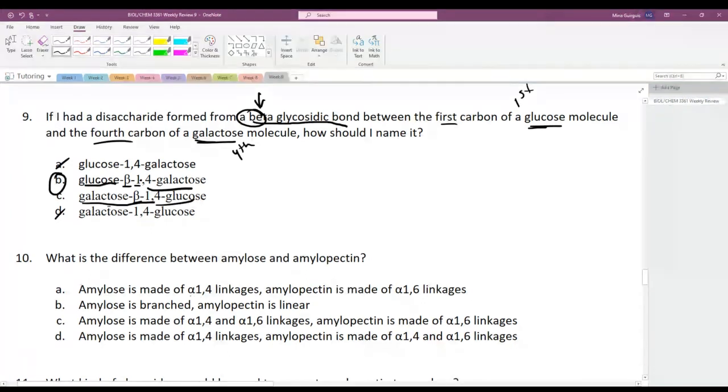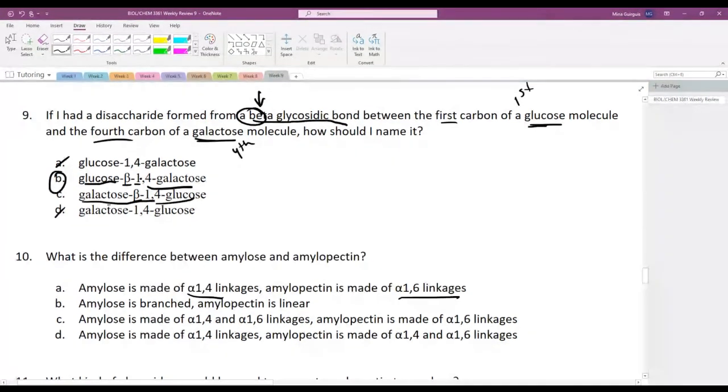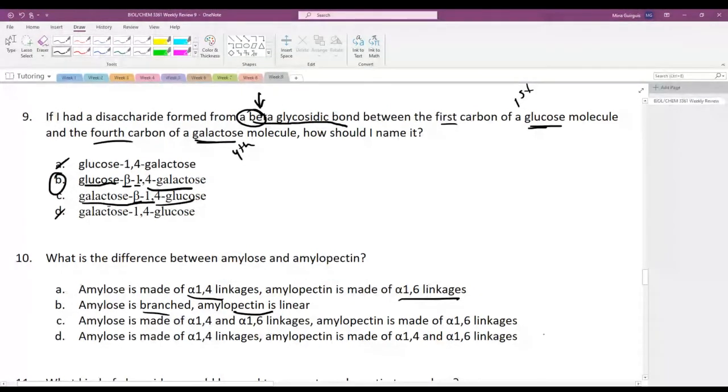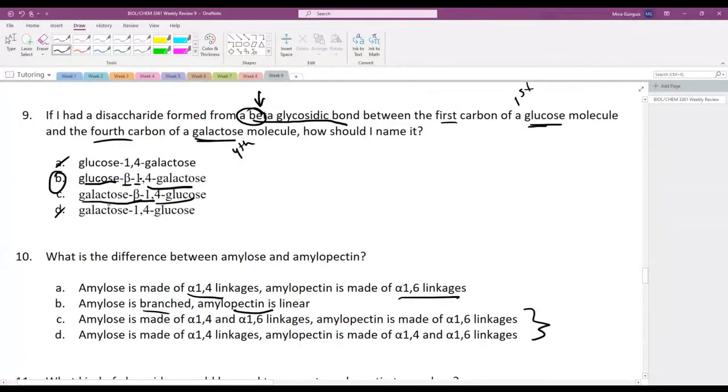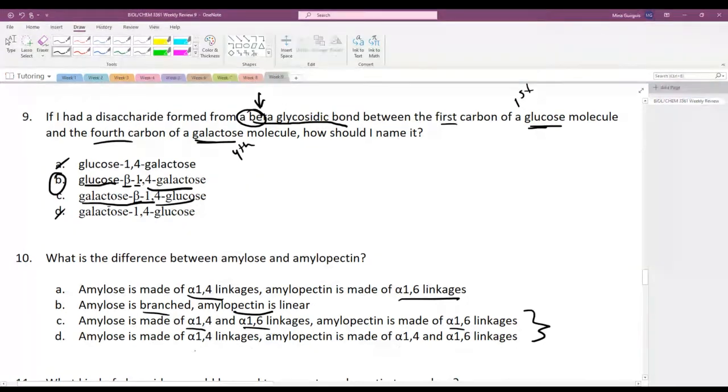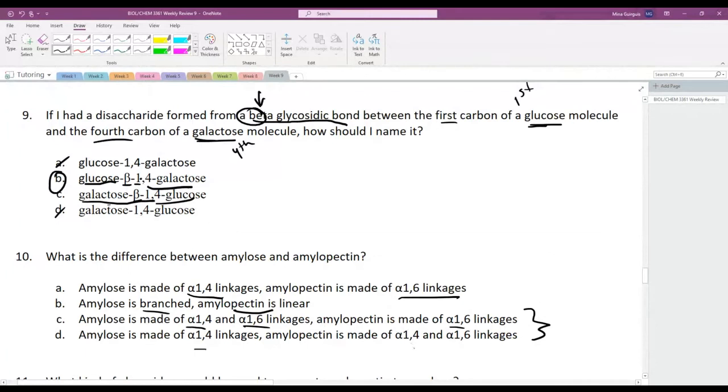So are they different in where they're linked? Is one of them branched and the other linear? What's going on here? And really, both C and D are very similar. Amylose is branched in C because it's got 2 different linkages, and amylopectin would be linear because it's only got 1 type of linkage. Whereas in D, it's the exact opposite, where amylose would be linear and amylopectin would be branched. Does anyone remember anything about these 2 that might help, or should I just give away the answer?